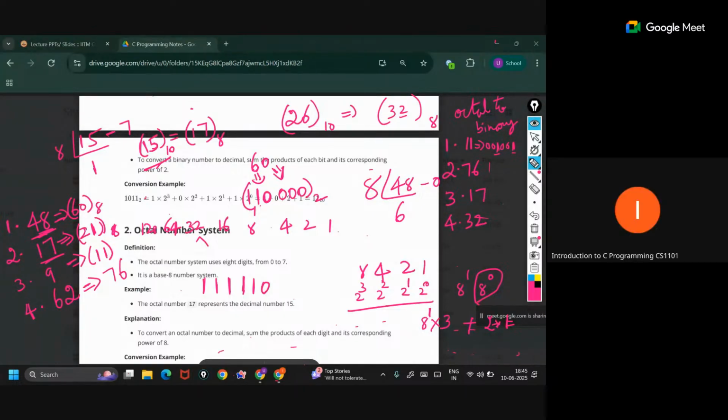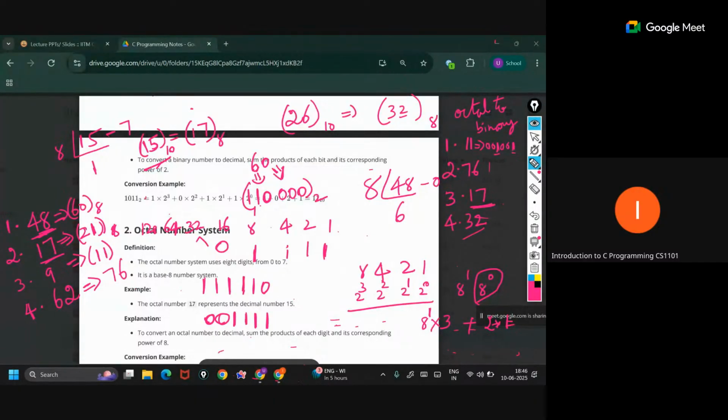Okay, so similarly, I have to convert 17. For 17, 1 has to be 001. Then the next is 7, which is nothing but 1, 1, and 1. So I'll get 001 and all ones, which is nothing but 8 plus 4 plus 2 plus 1, none other than 15, right?